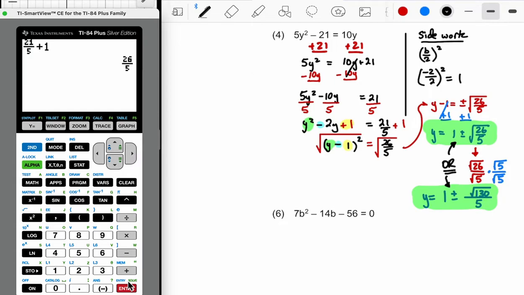All right, so in number 6, like I said, you could move the C value over first, or you could divide first. This time I'm going to divide first. I'm going to divide out the 7. Always whatever the A value is, the leading coefficient. Divide each term by that. So we're looking at b squared minus 2b minus 8 is equal to 0.